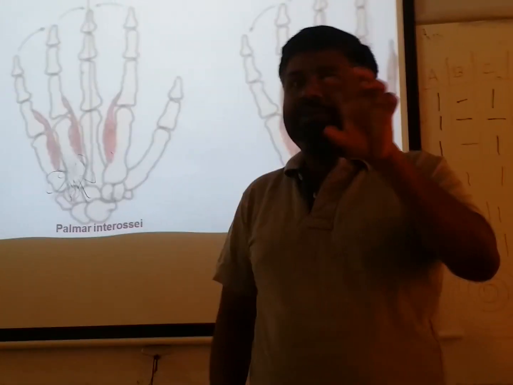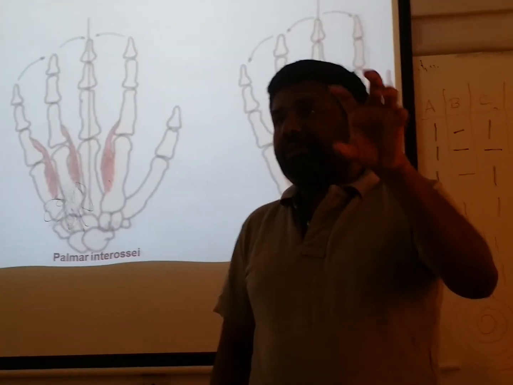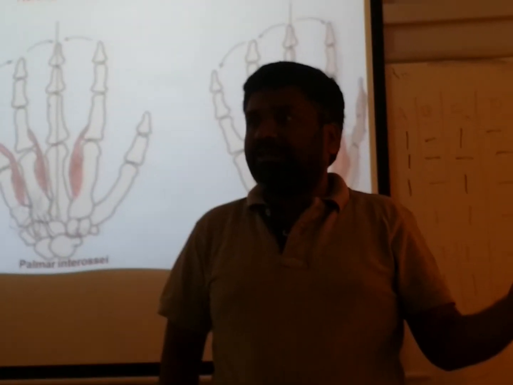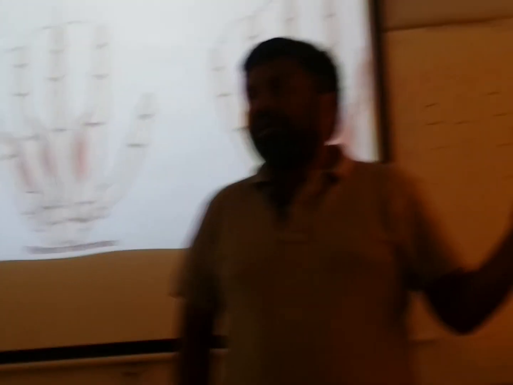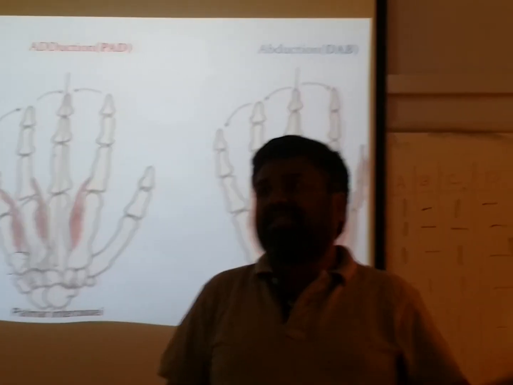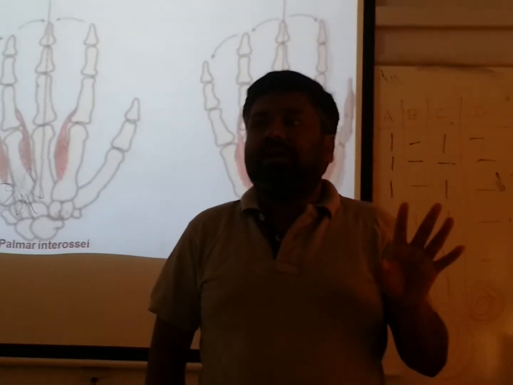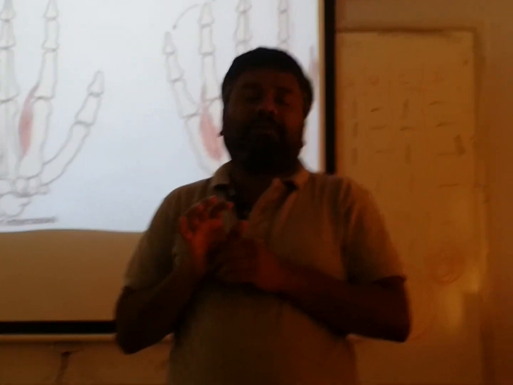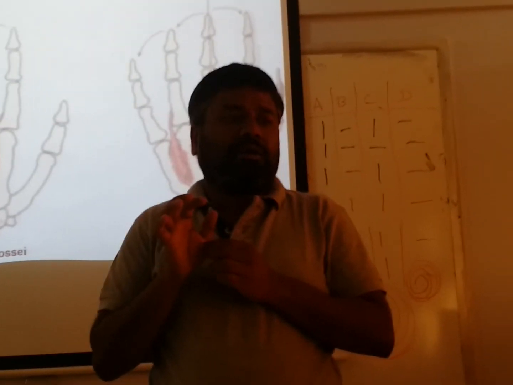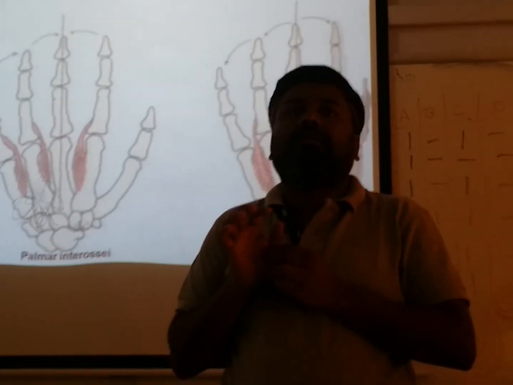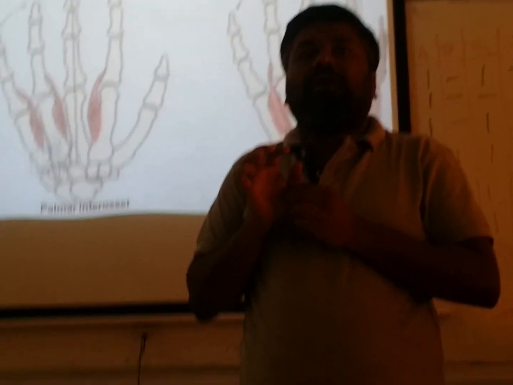If you remember the median nerve supply, then all others are by the ulnar nerve: all the interossei, third and fourth lumbrical, all the hypothenar muscles, and even the adductor pollicis, one of the thenar muscles. They are supplied by the ulnar nerve. Am I clear? So which muscles are supplied by the median nerve in the hand? All the thenar muscles except the adductor.